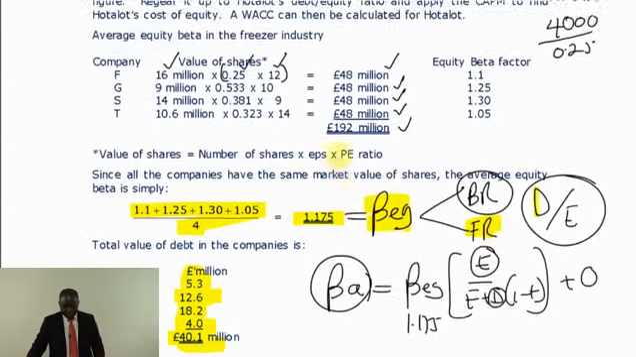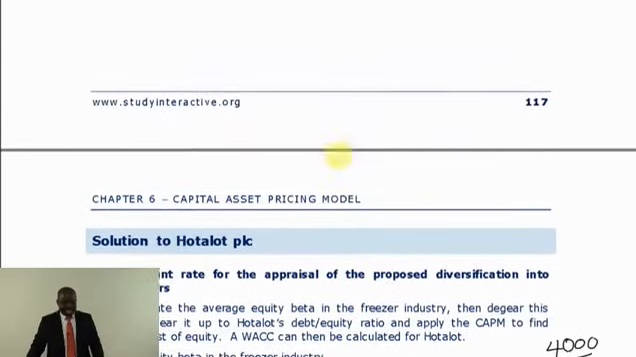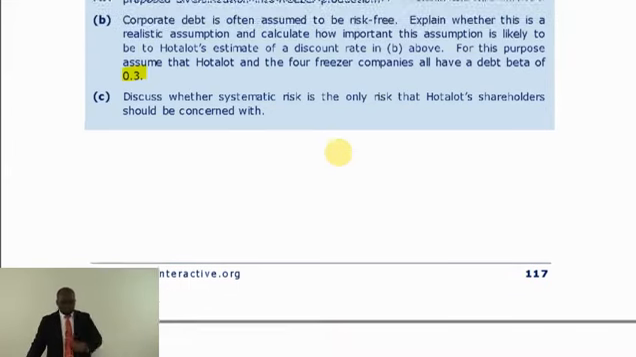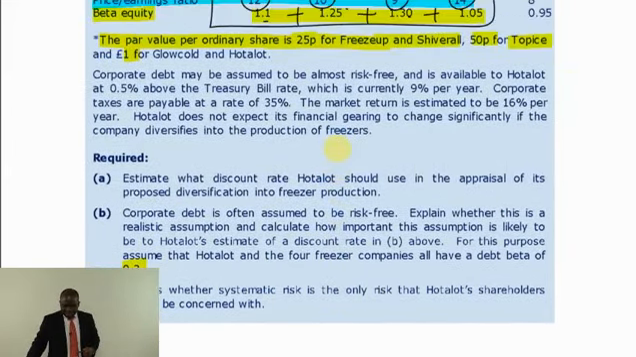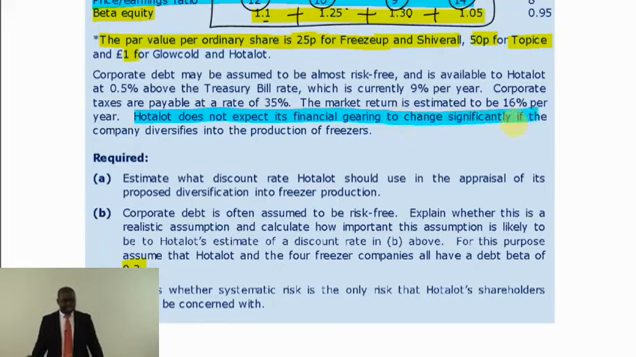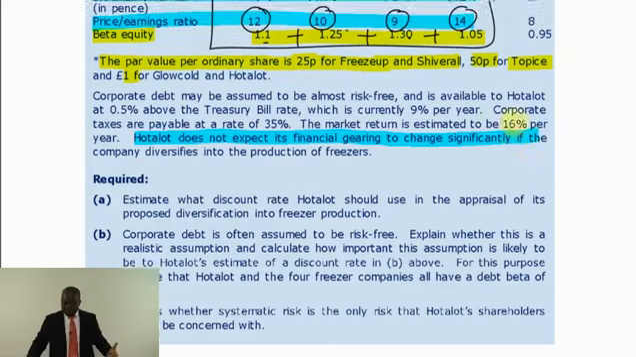Let's go to the question. Am I having debt? And is it going to change? If it changes, I have to use the new one. If it doesn't change, I have to use the old one. And let's listen to what the question said. The question said here that Hot Alert does not expect its financial gearing to change significantly if the company diversifies into the production of freezers. So if it's not changing, then my debt equity will remain as it is. So I have to go and use my debt equity.